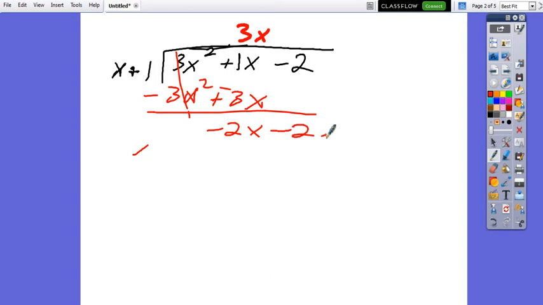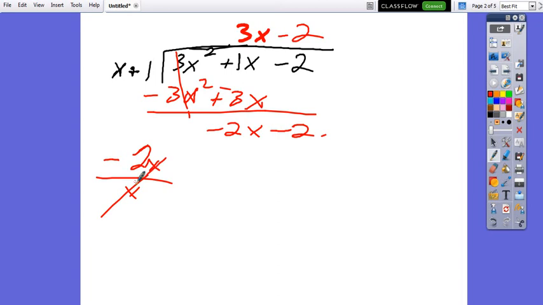So now I take the whole process and repeat it. Negative 2x divided by x is what? Negative 2x divided by x, negative 2. So minus 2. The x's cancel. That leaves negative 2. Okay.